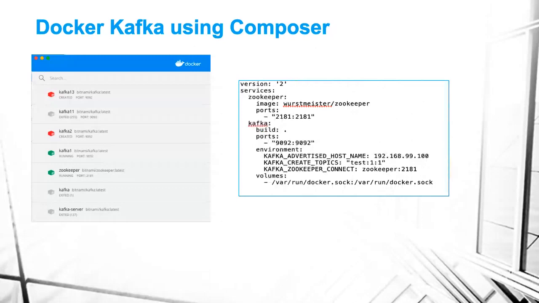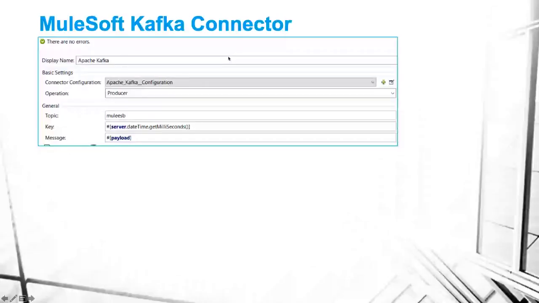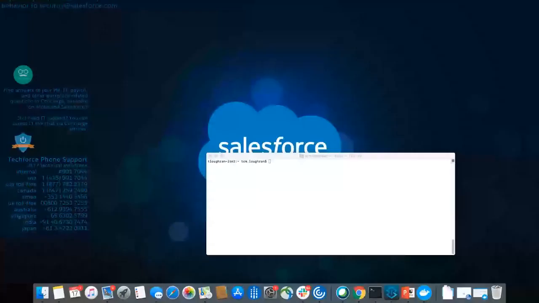Let's look at Kafka and Mule. Okay, now let's go back to our Mule. We see our Mule running. Go back to the log. And you can see it's producing temperatures as we go along, random numbers.